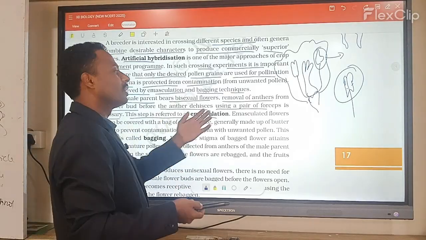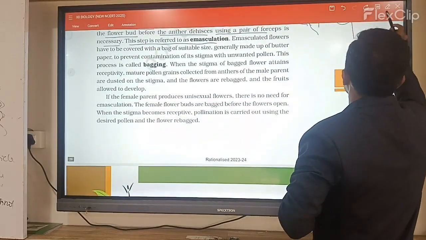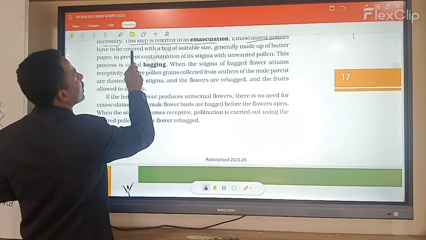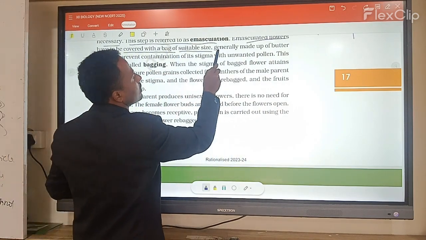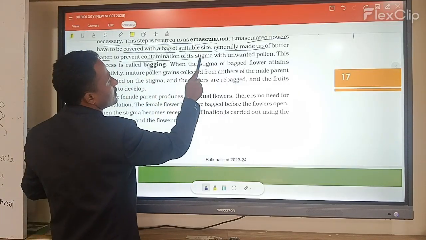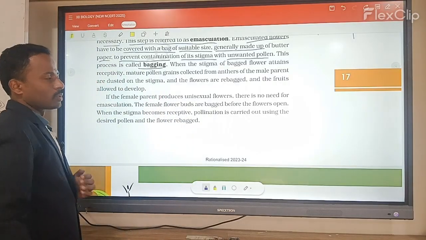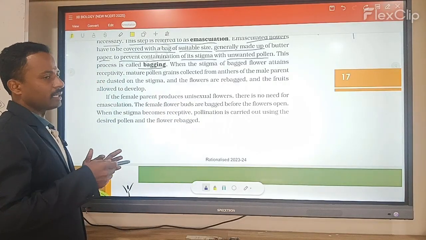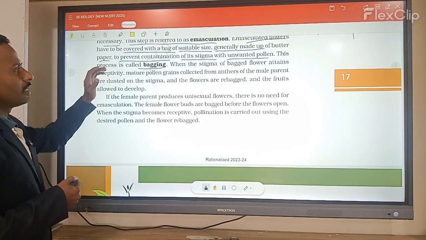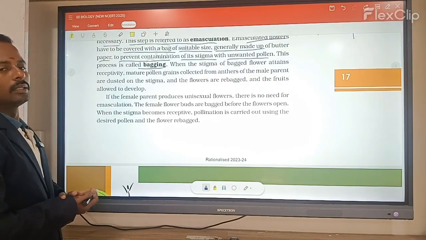This step is called emasculation. So when the stamens of a bisexual flower are removed, it is called what? That is the emasculation process. Now the emasculated flowers are covered with a bag of suitable size, generally made of butter paper, to prevent contamination of the stigma by unwanted pollen grains. This is called the bagging process.